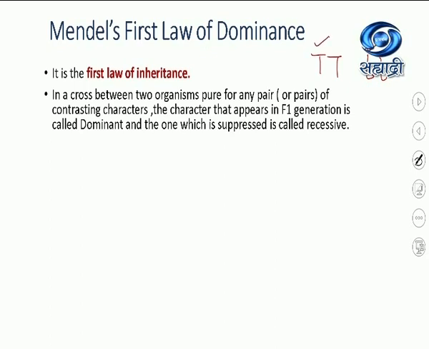The character that appears in the F1 generation, in the F1 hybrid, which character is appearing? It is a monohybrid. Capital T, small t is the genotype. What is the phenotype? This plant is tall. So which character is appearing in the F1 generation? Tallness is appearing in the F1 generation. It is dominant. And which is suppressed? Dwarfness is suppressed. So that is recessive.